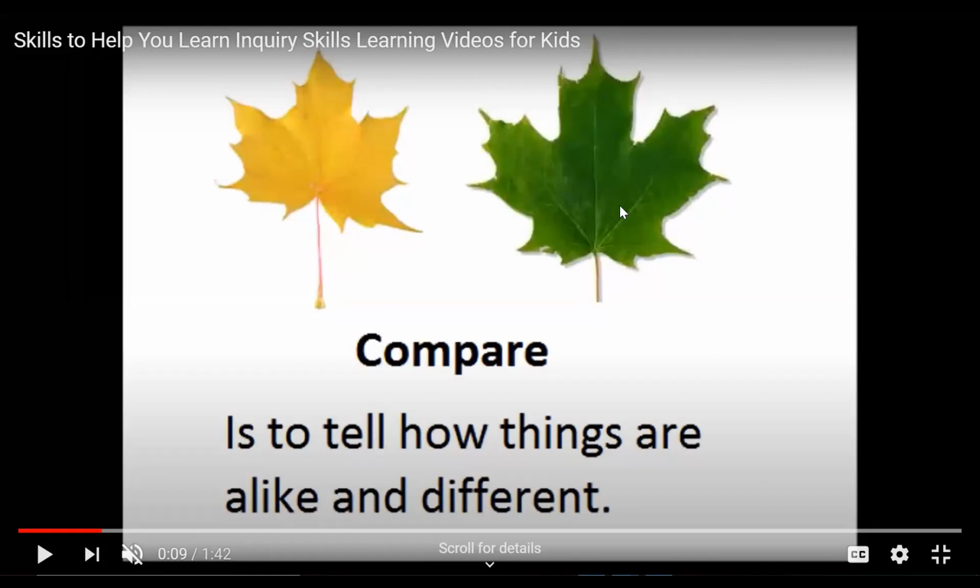Ahmed, yes, Ahmed, please unmute your microphone. How are these leaves alike? The green is big and the yellow is... Great, thank you for your try. I really appreciate that. The yellow is tall. And this is fat. Okay, you are giving me the difference. All of you answered and gave me the difference between them.